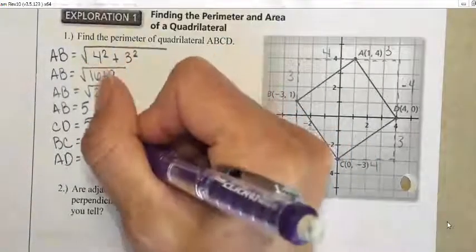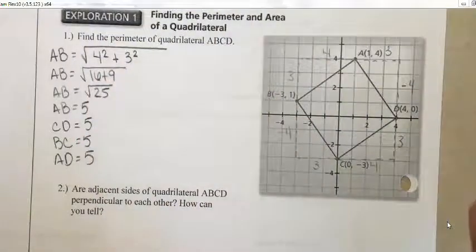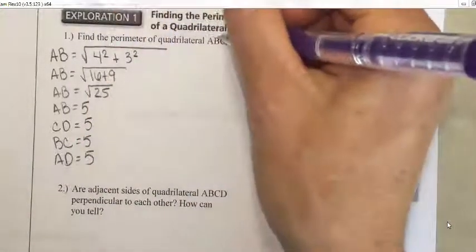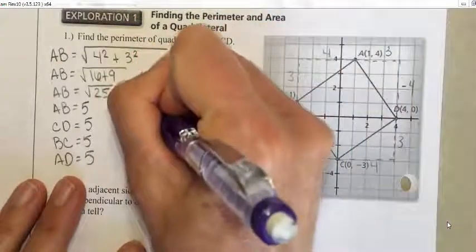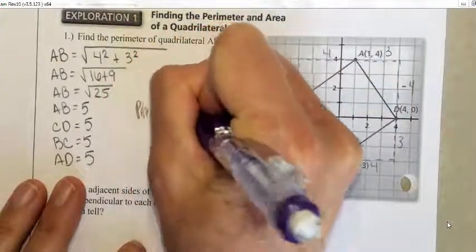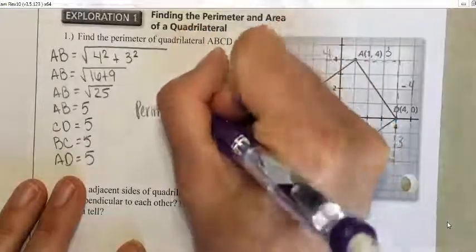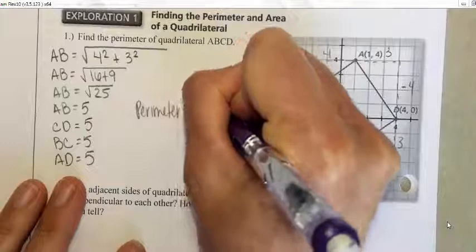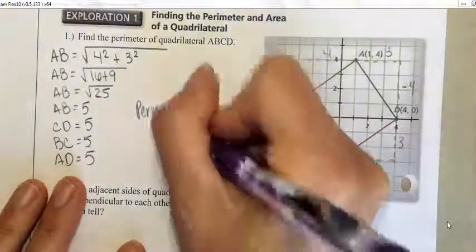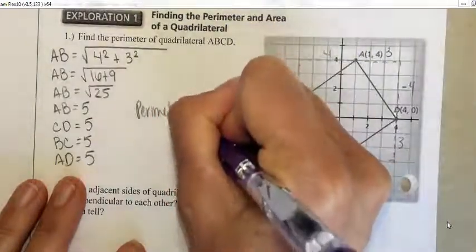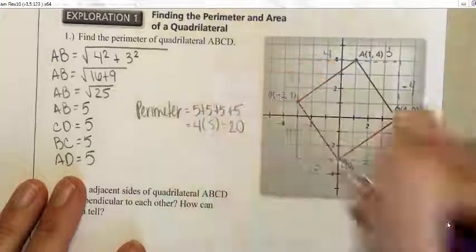So I know all 4 sides are 5. Okay, so find the perimeter of quadrilateral ABCD. Well, basically the perimeter will now equal, well, you just add up all the sides to get perimeter. 5 plus 5 plus 5 plus 5. Or in other words, it's 4 5s. So you can do 4 times 5 and get 20.